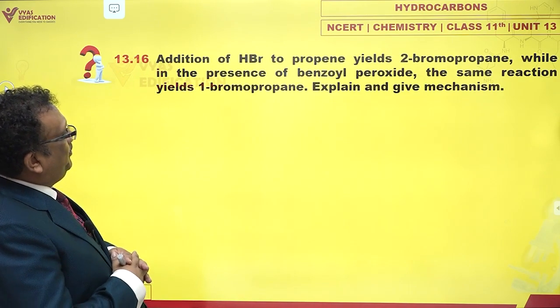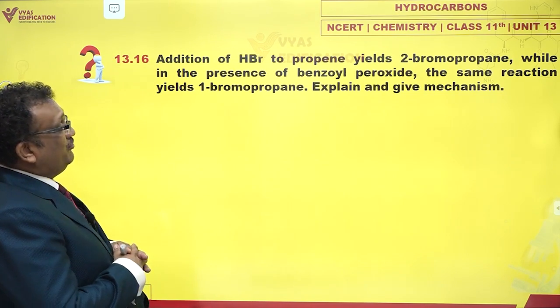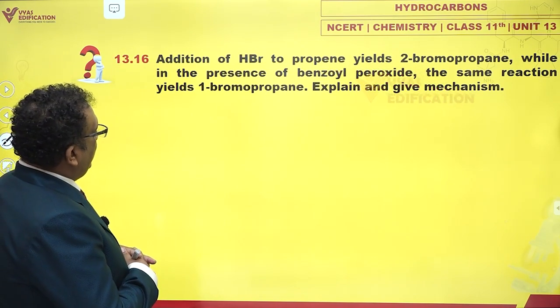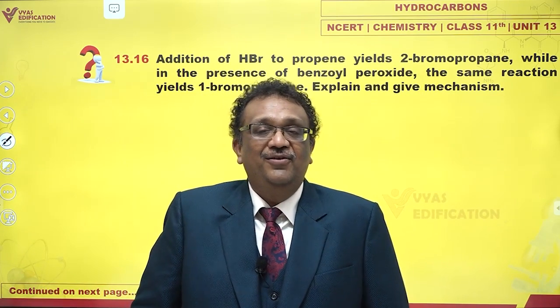Addition of HBr to propene yields 2-bromopropane. While in the presence of benzoyl peroxide, the same reaction yields 1-bromopropane. Explain and give mechanism.